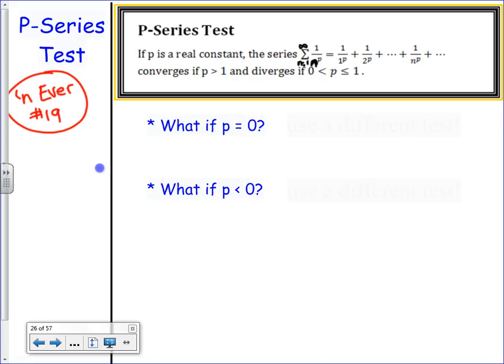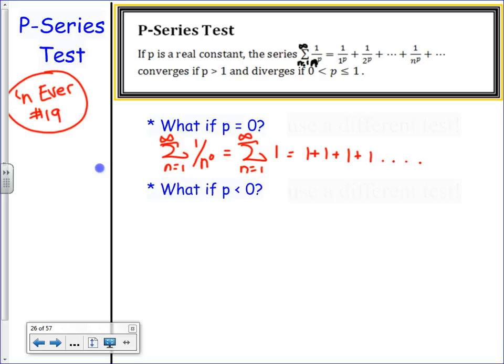Hold on, wait a minute. What if p equals 0? What would that look like? If p equals 0, that would be like the sum from n equals 1 to infinity of 1 over n to the 0. Anything to the 0 power is just 1. That just means 1 over 1, which is just 1 plus 1 plus 1.